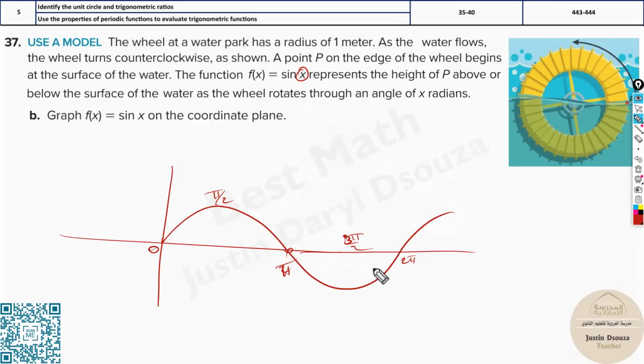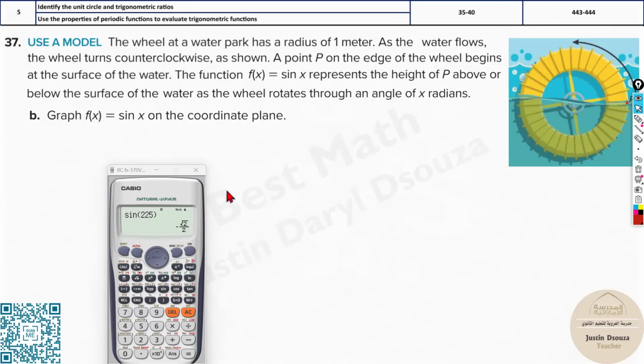But now, how exactly will you graph if you don't know this already? You can use your calculator. I'll show you now. You can use mode and 7 and graph literally any equation. And since it's sine x, let me consider this as x. I will not change my mode to radian. It's in degrees only. Let me leave it like that.